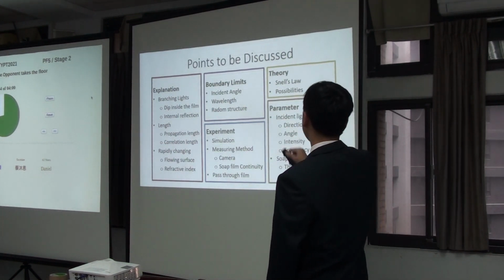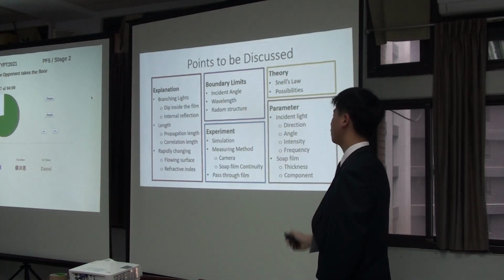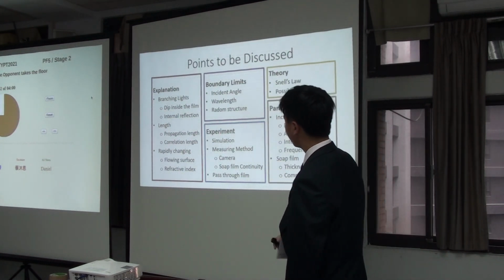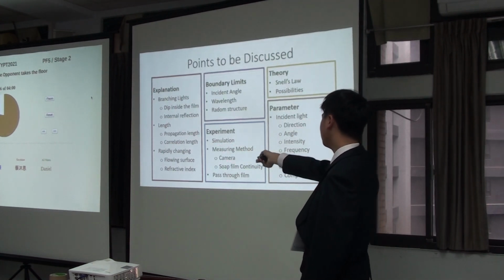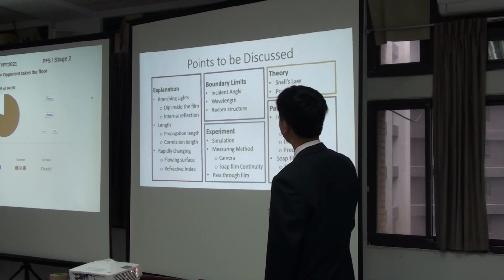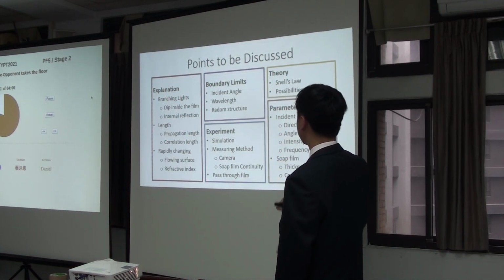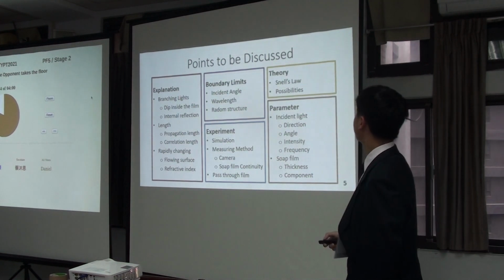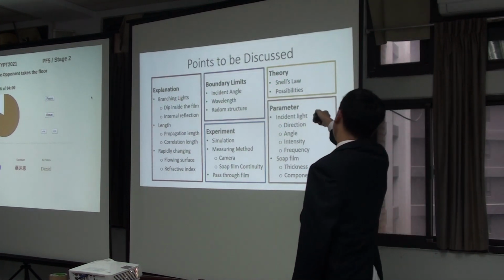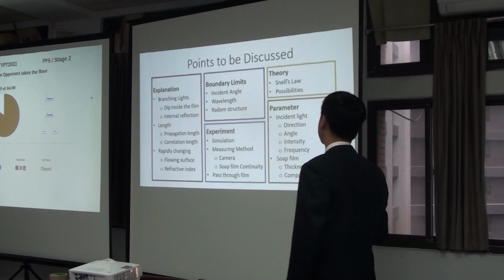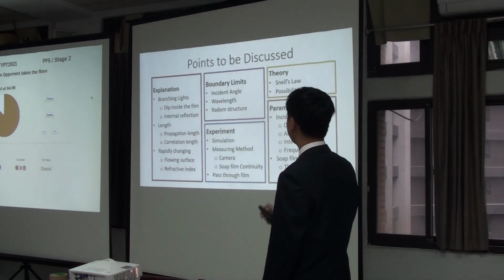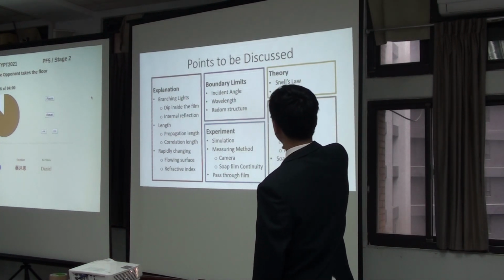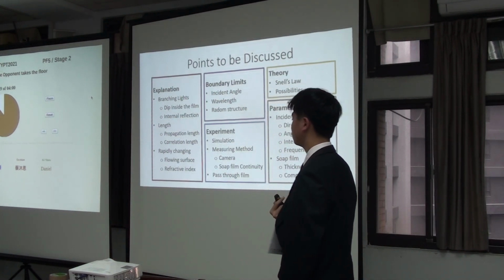The random structure, which will affect the branching light track phenomenon, should also be considered. And for the experiment, the opponent would like to ask about the simulation and the measuring method of the probabilities by camera and the soap film continuity. And also, the pass-through film-like tracks should be quantified and observed. Finally, the theory, using Snell's law and total internal reflection and probability, should be able to quantify the branching light tracks.